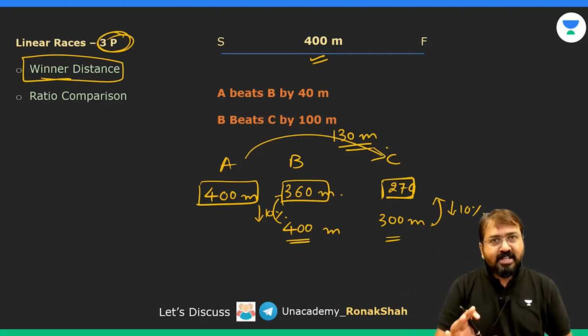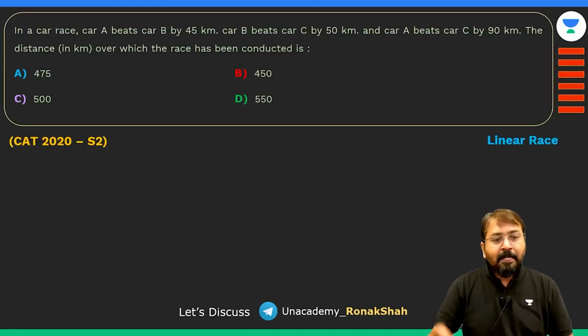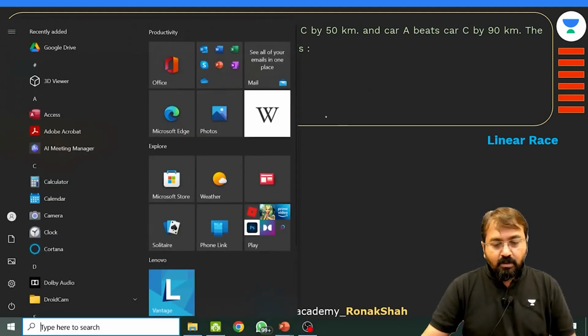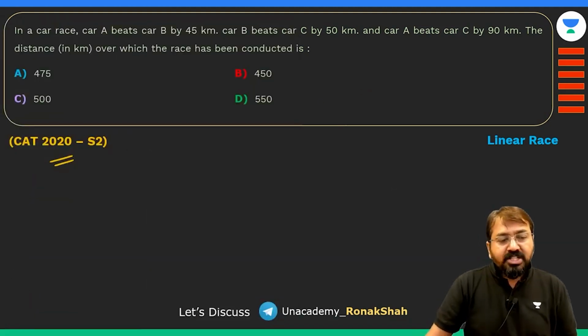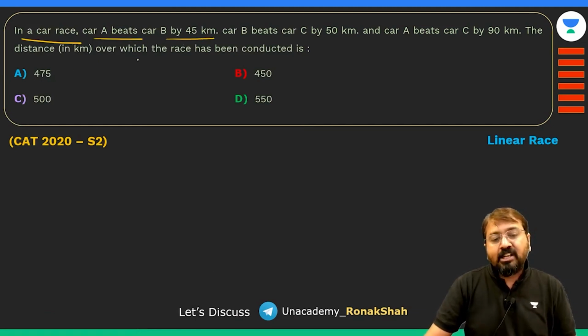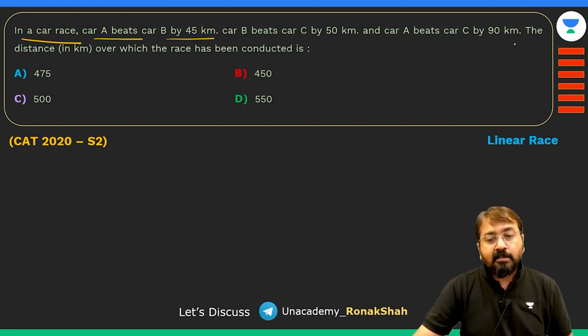Now let's look at some really tricky and varied questions. The first question is straight from the CAT 2020 slot 2 paper. So let's look at this question. You can quickly go through the data. The question says that in a car race, car A beats car B by 45 kilometers, car B beats car C by 50 kilometers, and car A beats C by 90 kilometers.